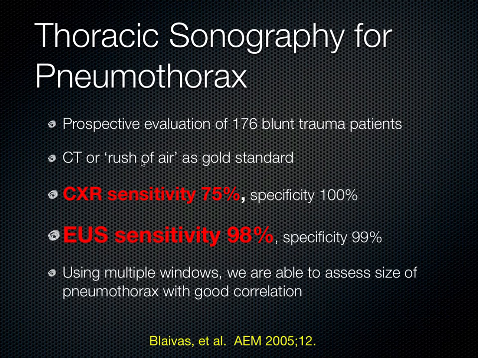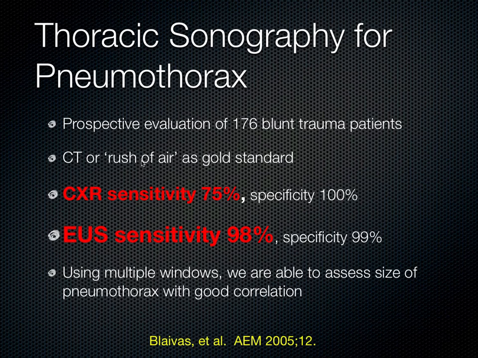The prospective evaluation that was done in the emergency literature was in blunt trauma patients. Essentially, they looked at CT or rush of air as the gold standard to represent pneumothorax and compared that with ultrasound's ability to pick up the pneumothorax. Chest x-ray here was 75% sensitive, but obviously if you saw it, it was there, 100% specific. Emergency ultrasound was 98% sensitive and 99% specific. Therefore, the sensitivity of ultrasound is far superior to chest x-ray in this population.